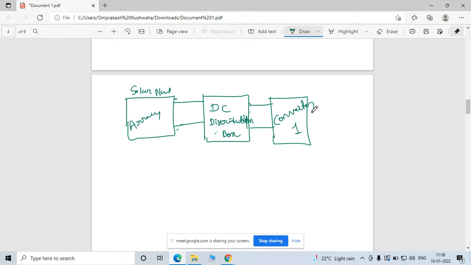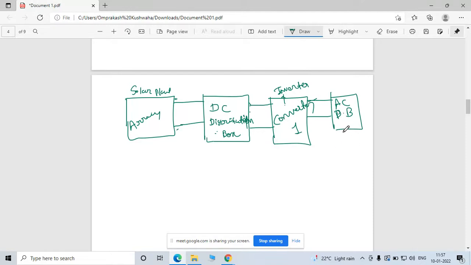And further it is converted into the control, or you can say the ACDB, AC distribution box. Here the DC is converted to AC, right? So this converter acts as an inverter. This converts the fixed DC to variable AC.